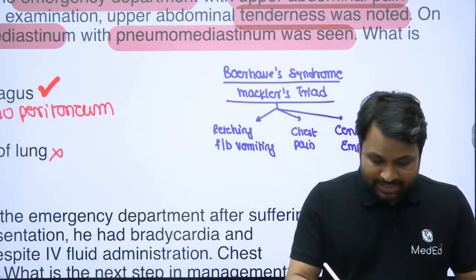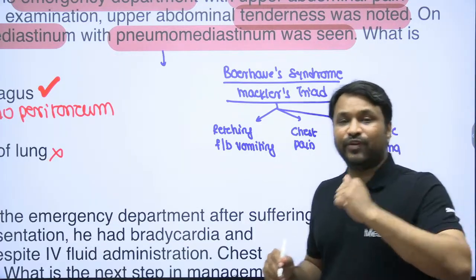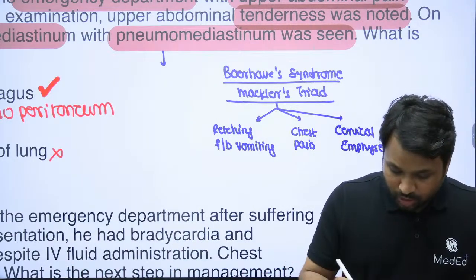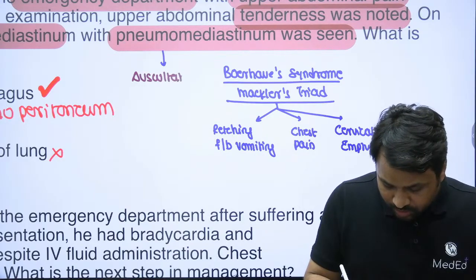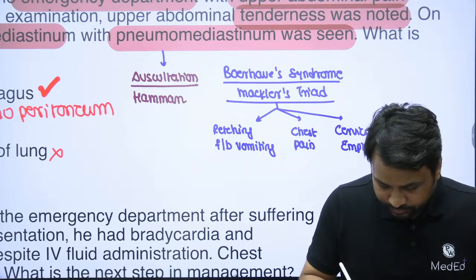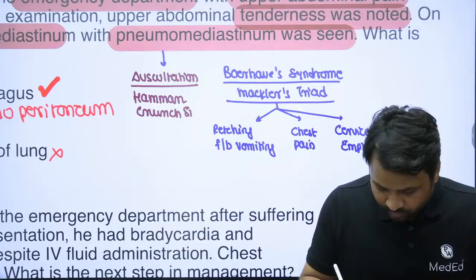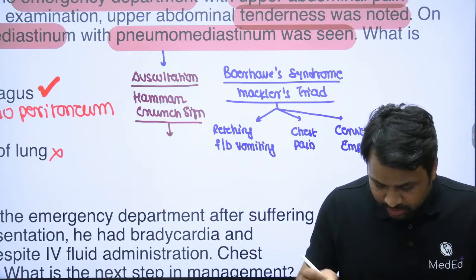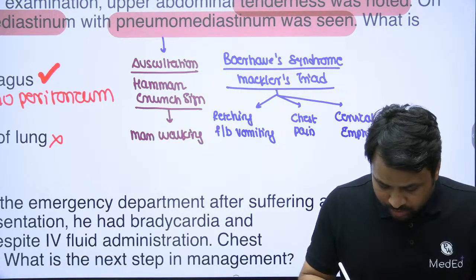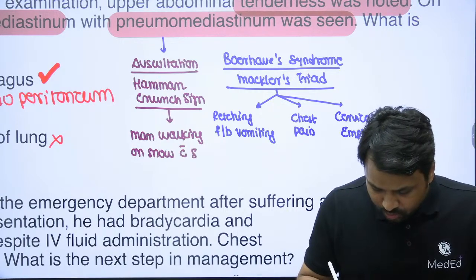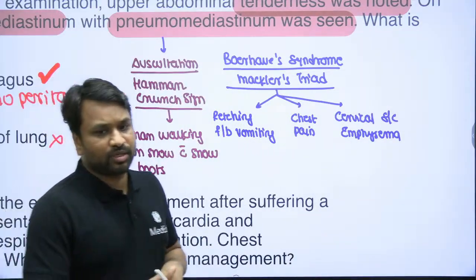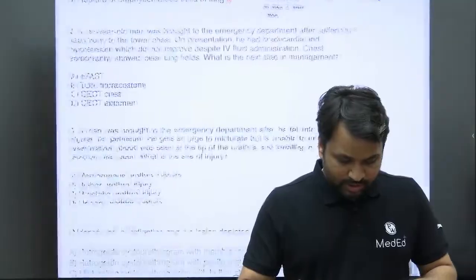In the exam, they'll ask you what is the auscultatory finding that you see in pneumomediastinum. Quick feedback. What is the auscultatory finding that you will see in pneumomediastinum? On auscultation, what do you find? You're going to find what is called the Hamman crunch sign. This Hamman crunch sign appears as if a man is walking on snow with snow boots on. It's called the Hamman crunch sign. Absolutely correct. Okay. So this is in this context, right? Going on to the next one.